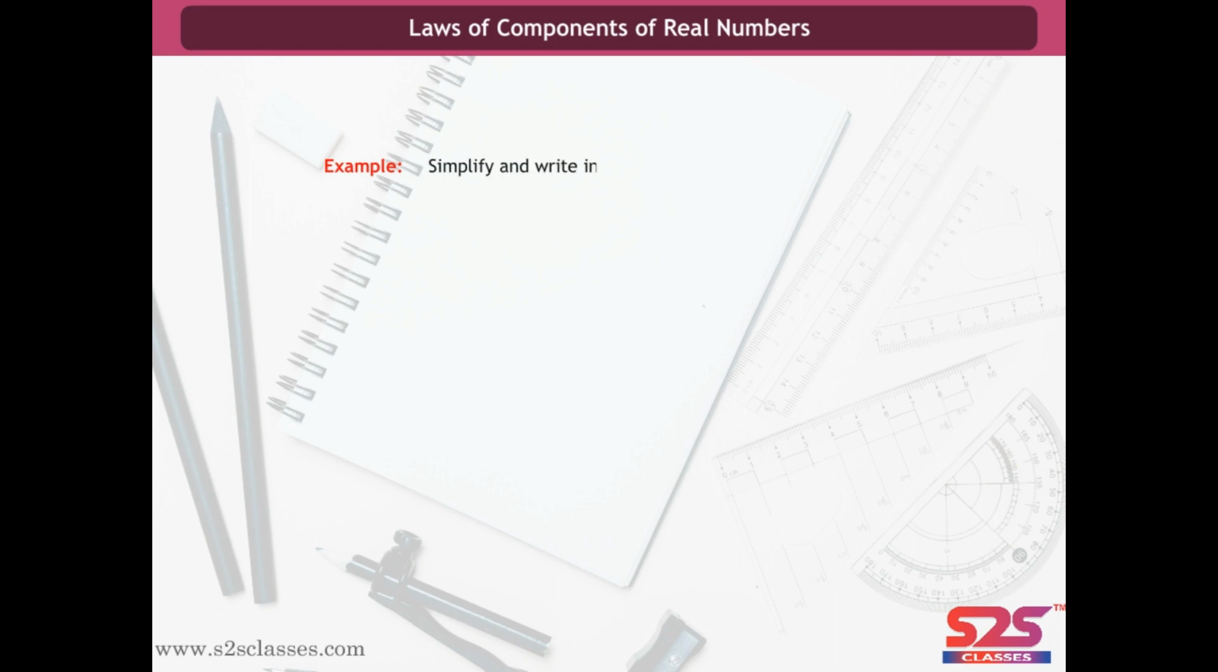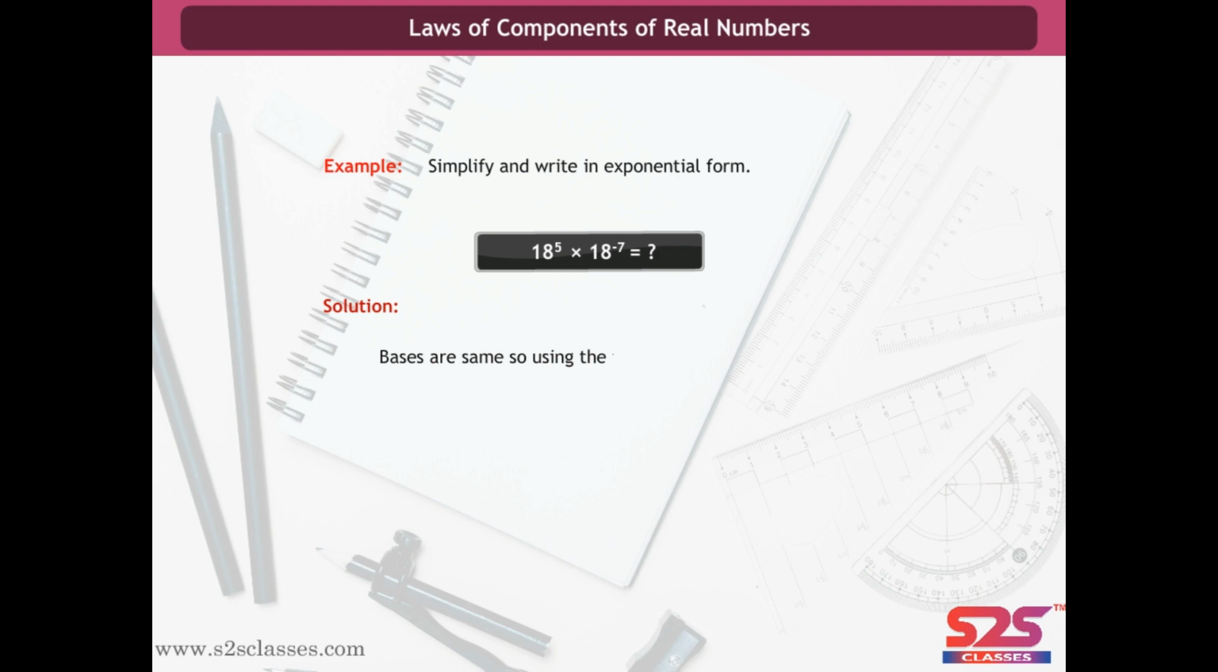Example: simplify and write 18 raised to the power 5 into 18 raised to the power minus 7 in exponent form. Solution: the bases are the same, so by using the formula x raised to the power m into x raised to the power n is equal to x raised to the power m plus n, we get 18 raised to the power 5 into 18 raised to the power minus 7 is equal to 18 raised to the power 5 minus 7, or 18 raised to the power minus 2.